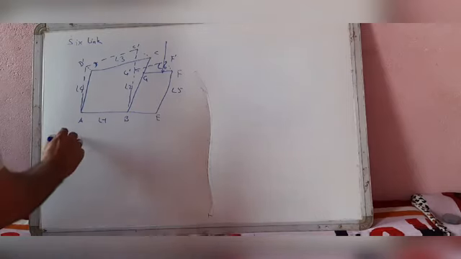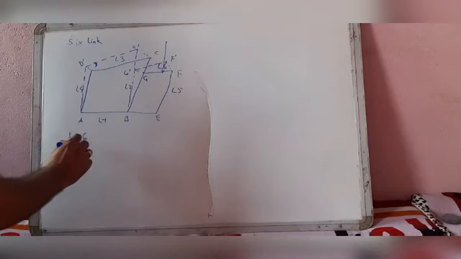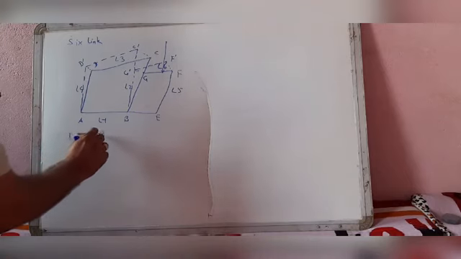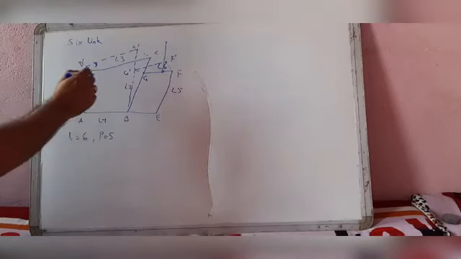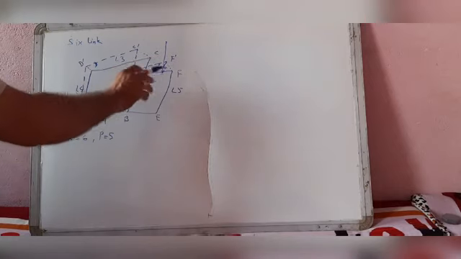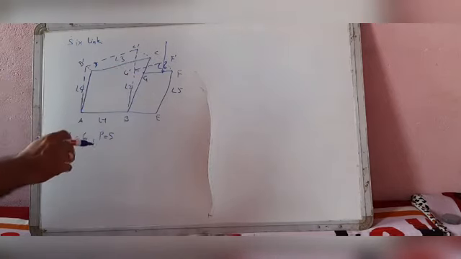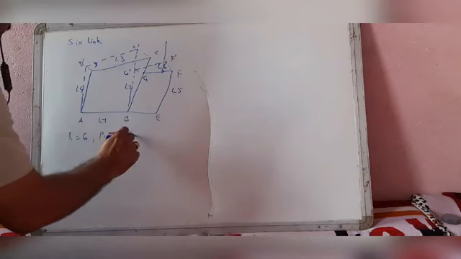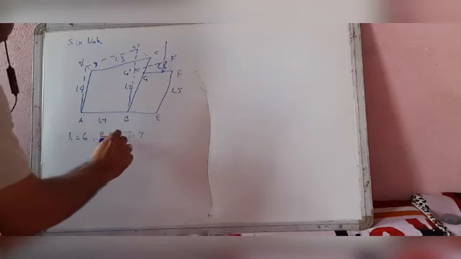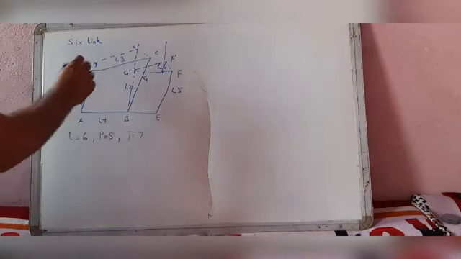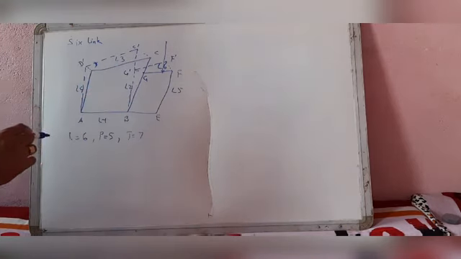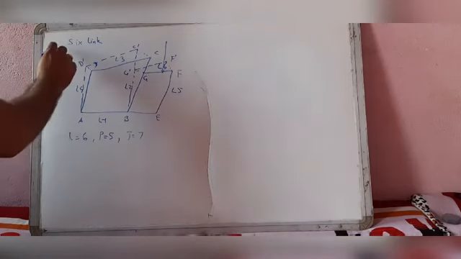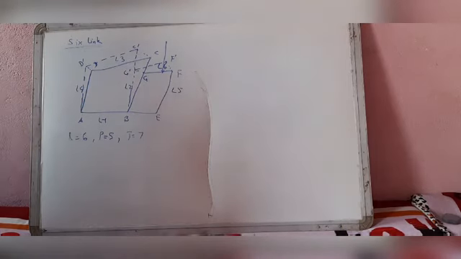Here the number of links is 6, the number of pairs is 5, 1, 2, 3, 4, and this one is 5, that can freely move. And the number of joints is 7: 1, 2, 3, 4, 5, 6, 7. This is a somewhat complex type of chain.